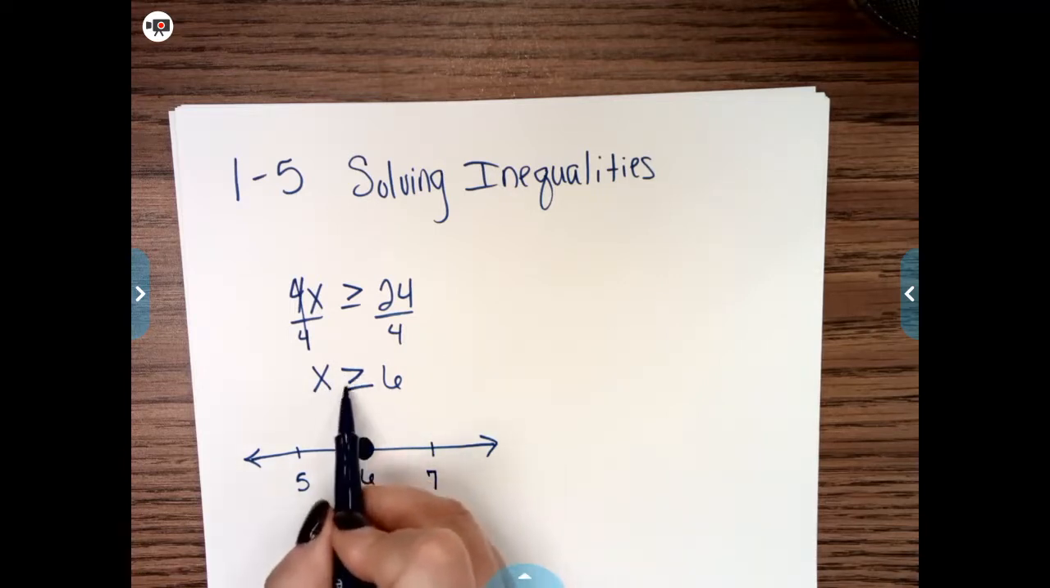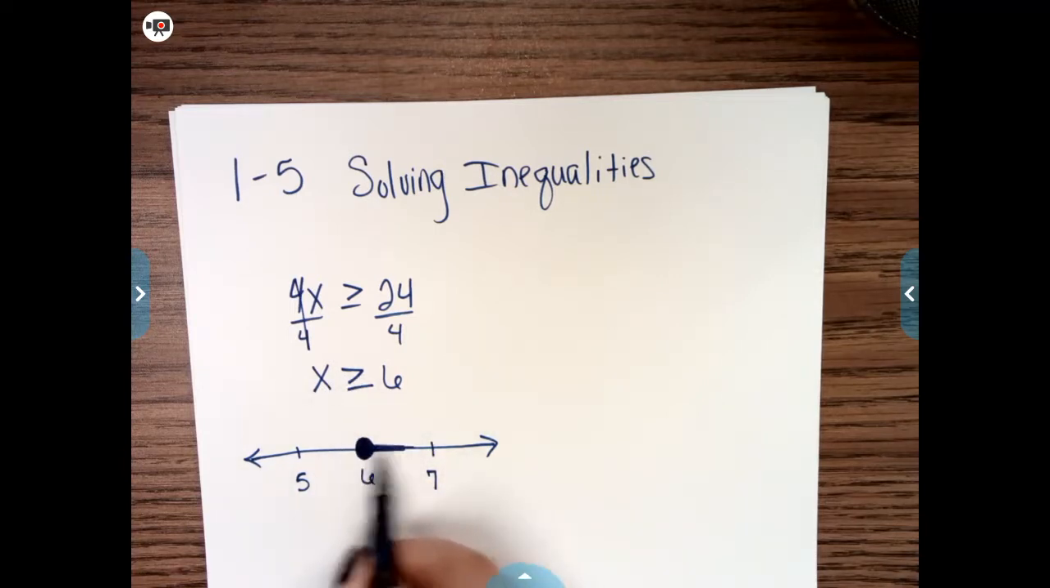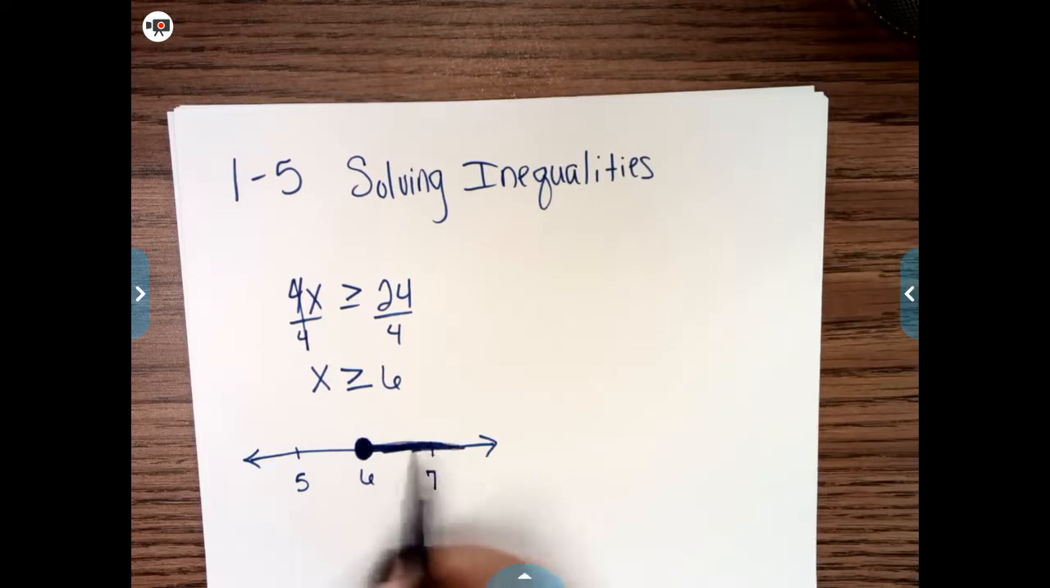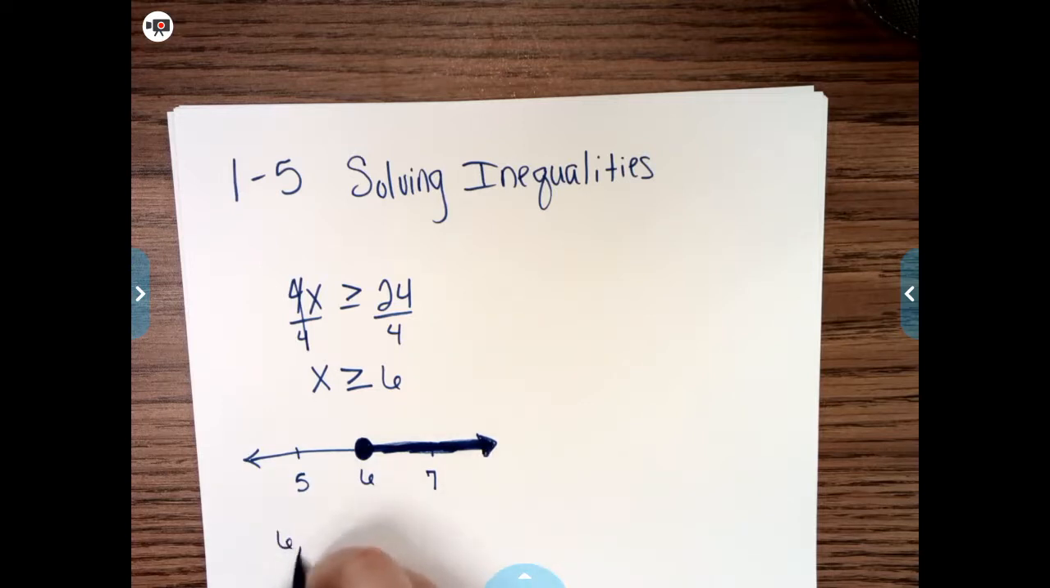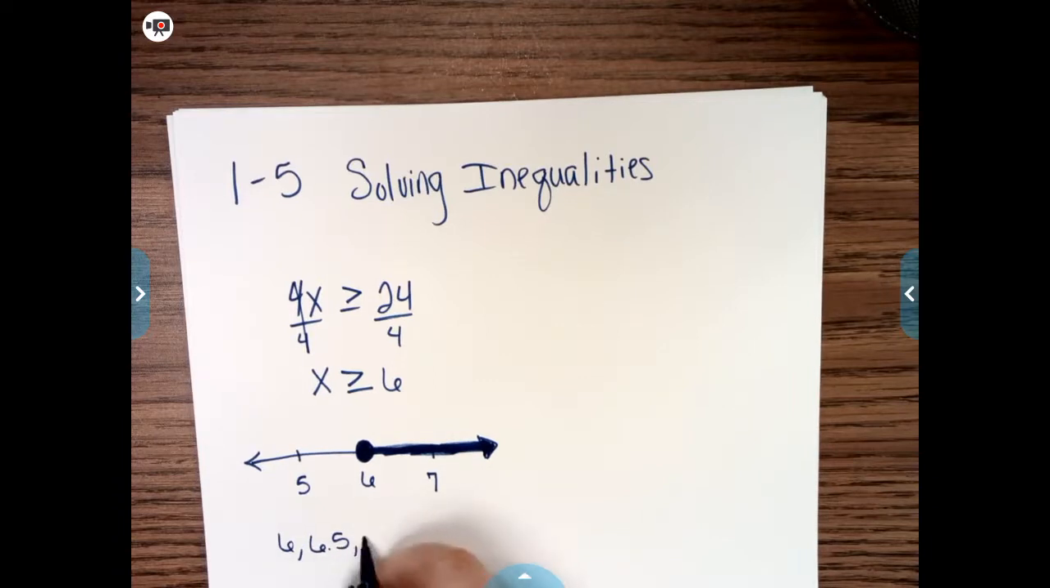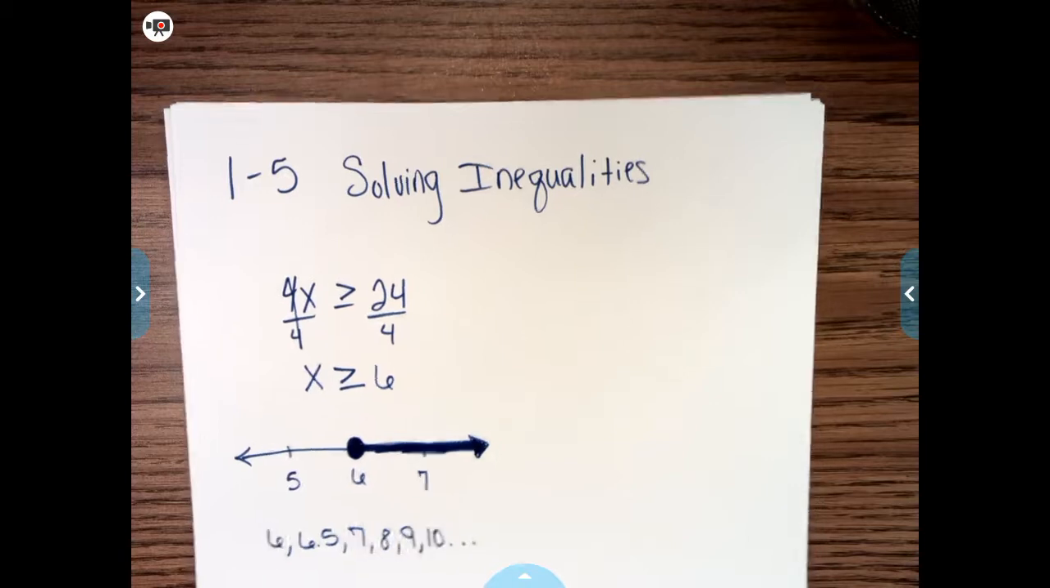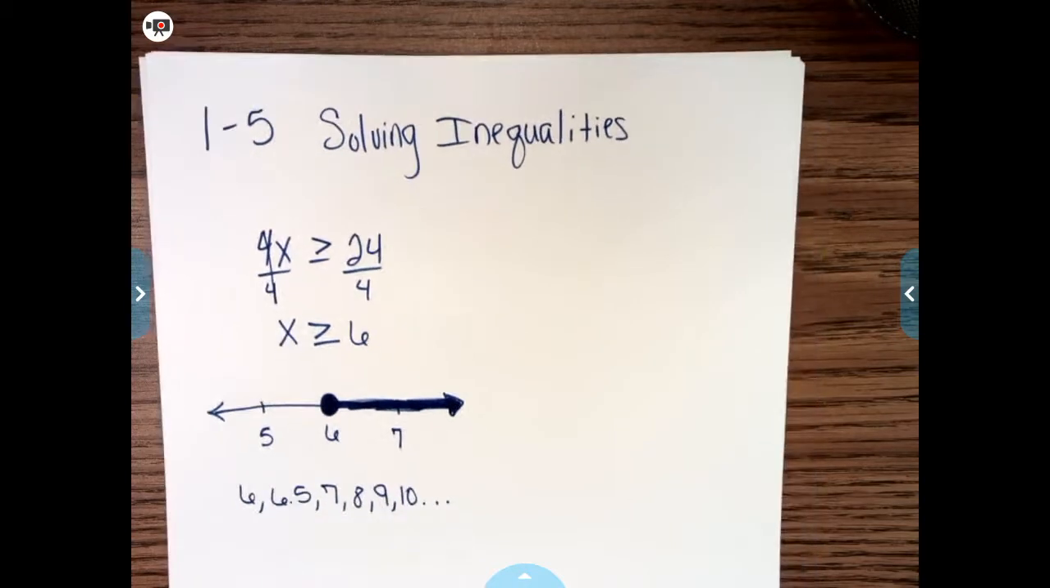Then we look at the greater than. Well, that means everything greater than 6 is a solution. So that means your solution can be 6, could be 6.5, could be 7, 8, 9, 10, and so on. So it's a range of solutions. So that's how we solve an inequality. That's the difference between an inequality and an equation.